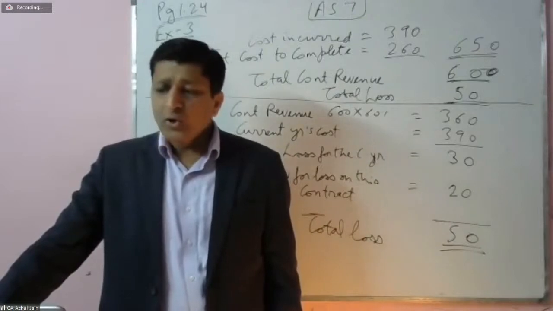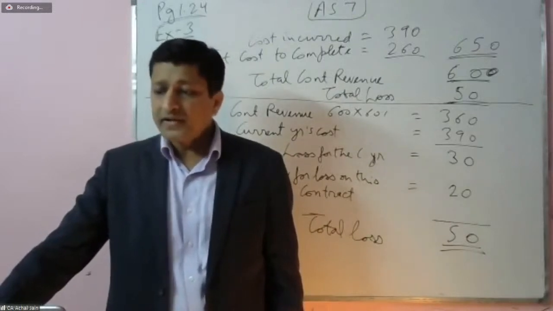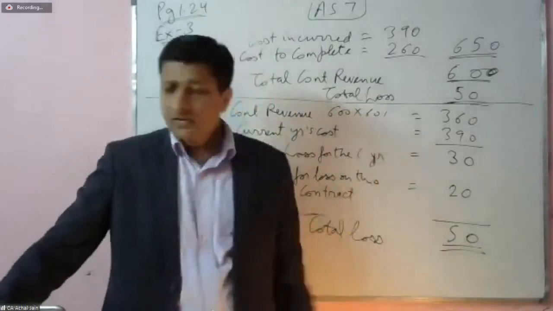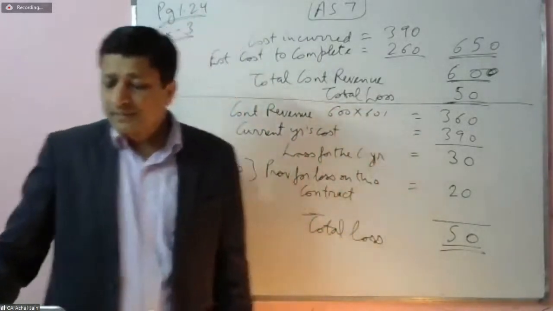Okay, Nitya is saying it's a loss of 50. We split the loss as current year and create a provision for next year loss, which is good. We have done this.